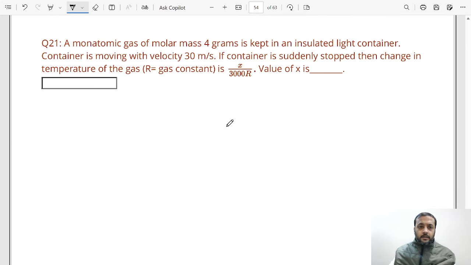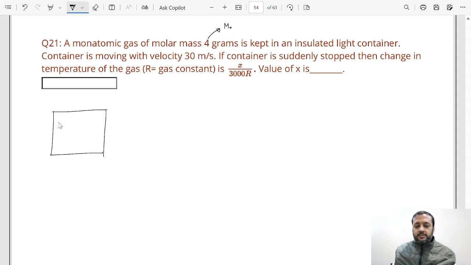Now here in this question, a monatomic gas of molar mass 4 gram is kept in an insulated light container. The container is moving at a velocity of 30 meter per second. If the container is suddenly stopped, what is the rise in temperature? So look, let us say this is a container which contains a gas of molar mass 4 grams. Let's say this value is M naught for the time being. Okay, molar mass I'm calling M naught.